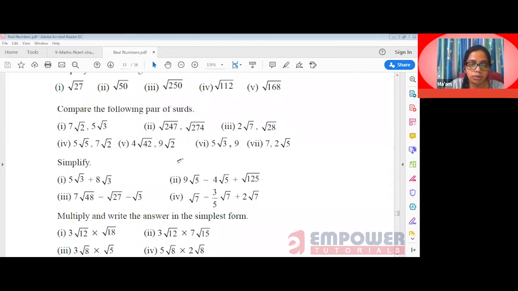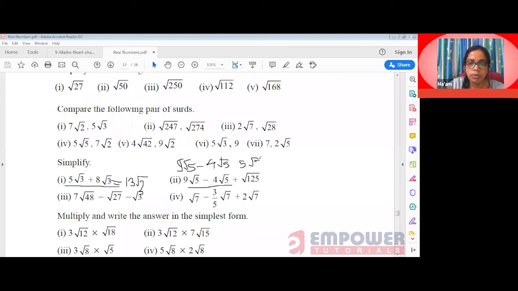For those who did not understand what we are doing, I'm solving this for you. What I know is, if I have these two like surds, I can easily add them. So the answer of this will be 13 root 3. Now in this case, the first two are like surds, so I can subtract these two. So the answer of these two will be 5 root 5.